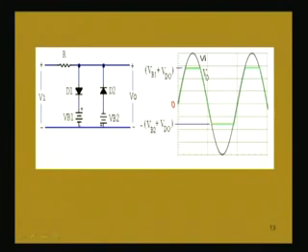When Vi is greater than VB2 plus VD naught, then diode D2 will conduct, and when D2 conducts, the voltage will be VB2 plus the diode drop in the negative half cycle, that is shown by this constant portion. So, this whole green curve will be showing the plot of the output voltage V naught.